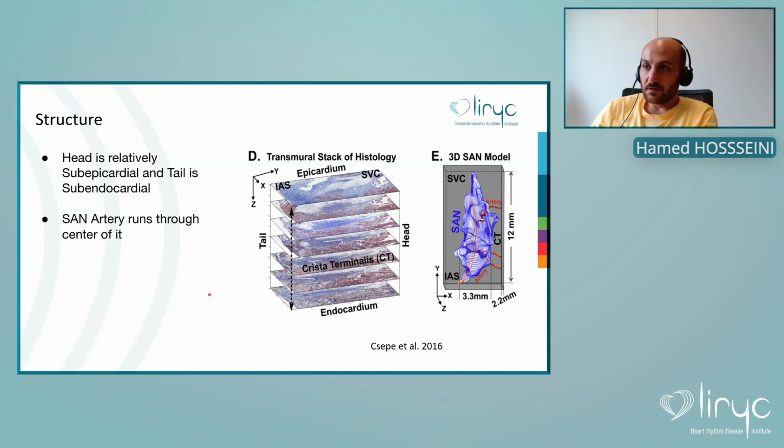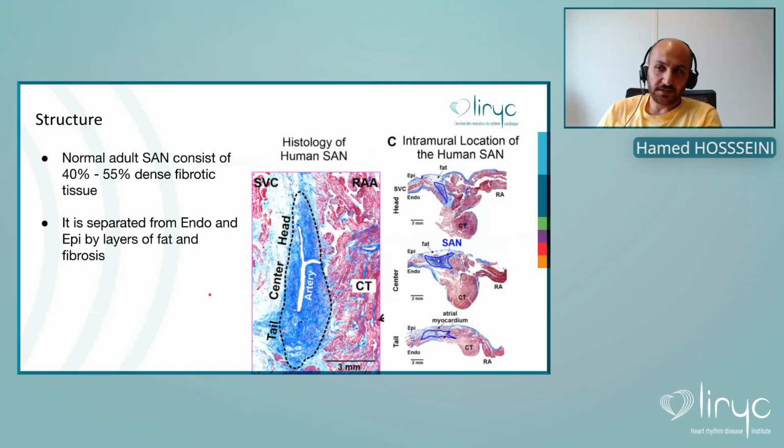Well, the adult SA node is almost 50% fibrotic dense tissue. Because it is fibrotic, you can use delayed enhanced MRI to see where it is. As you can see here, besides the fat that is beside the SA node, there is an artery that runs through it. And of course, there is lots of fibrosis inside.